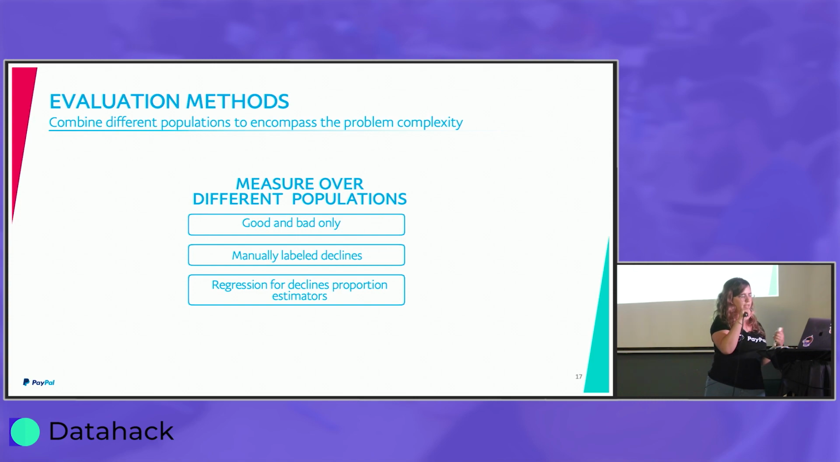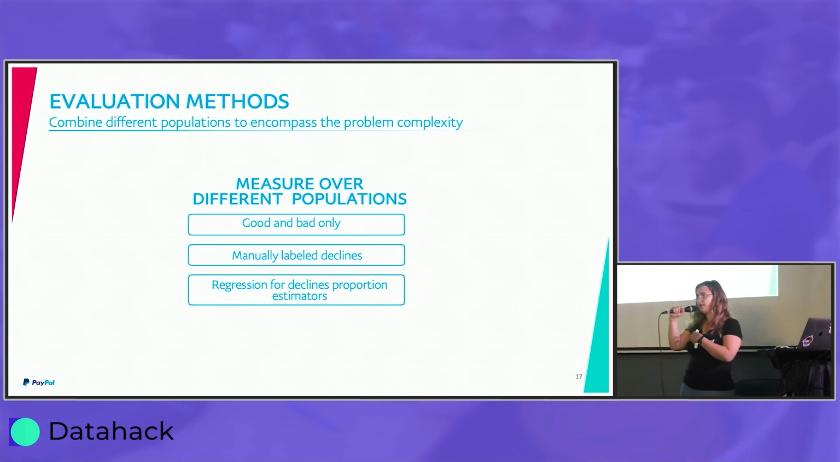So for that, what we're proposing today is to have evaluation methods that combine many different groups that together encompass the problem complexity. The first set of metrics would be over the good and bad population only. Meaning I'm again ignoring the declines population and measuring myself only on the good and bad population. By measuring, I mean all the regular classification metrics.